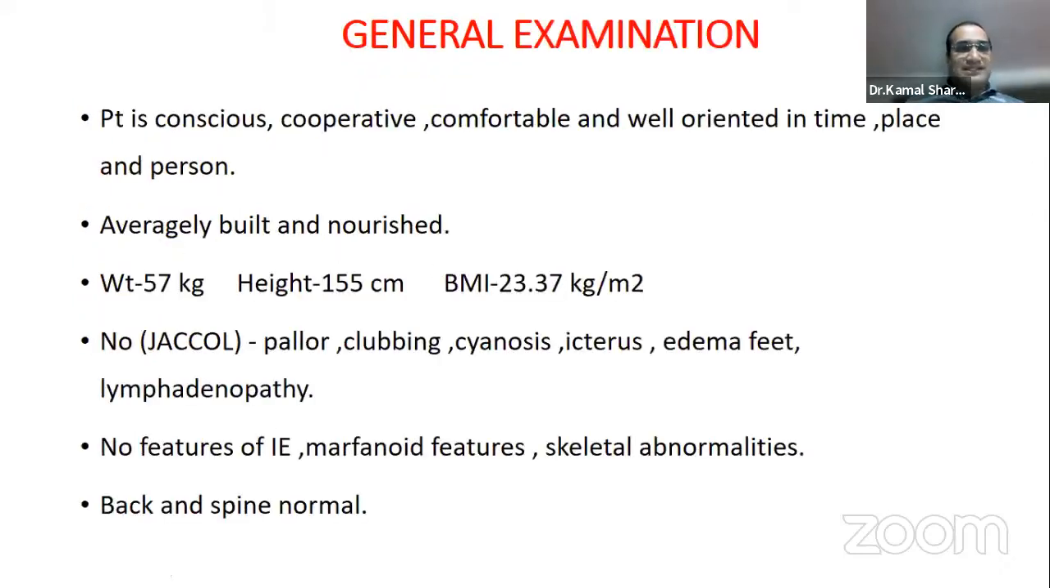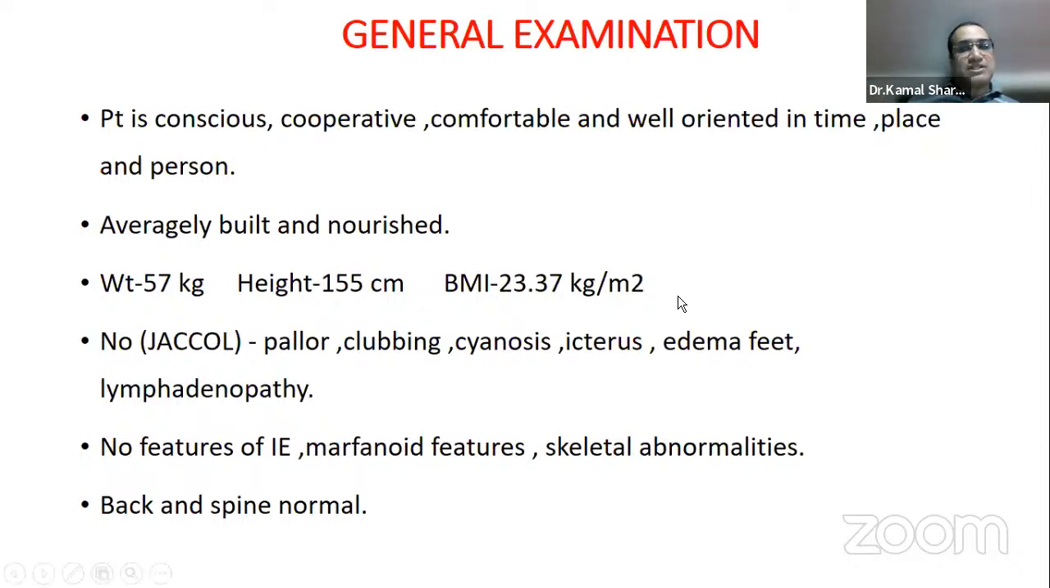So then you come to general examination. The patient is conscious, cooperative, well-oriented to time, place and person, well-built, nourished, height, weight, BMI, and what is called as an acronym, no JCOL, which is pallor, clubbing, J for jaundice. Jaundice is not the word that you use. You use the word icterus, but this is just an acronym to remember. So pallor, clubbing, cyanosis, icterus.